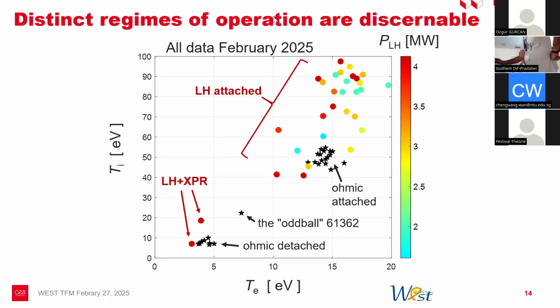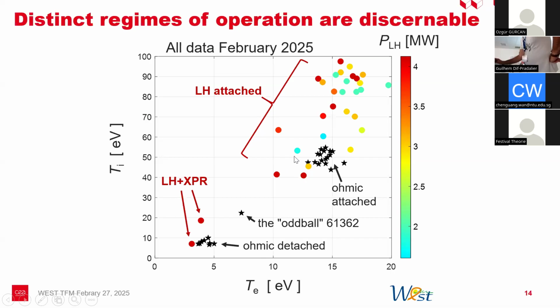And what I'm showing on the abscissa is the electron temperature measured by Langmuir probes, and the ion temperature on the ordinate measured by the retarding field analyzer. Now, all these points with color are discharges with lower hybrid heating. So we're going from about 1.5 up to a little bit more than 4 megawatts. And that's indicated on each point by the color. All the discharges with ohmic heating only are shown as black stars.